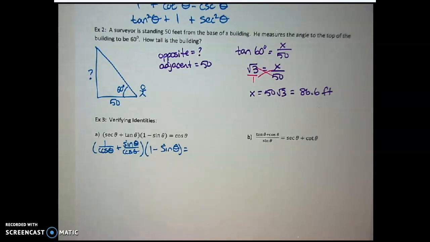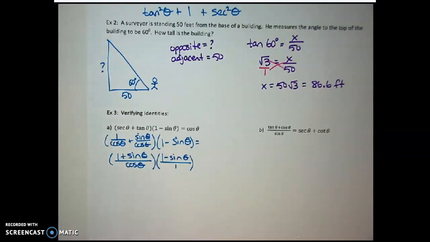So you typically are going to start on the more complicated side and try to simplify it. And oftentimes it's easiest if you put everything in terms of sine and cosine. So that's what I did in the first step. And now I see that in my first parentheses I have a common denominator. So I am going to take care of that and write it as one fraction. Now, the better your algebra is, sometimes the easier these problems are going to be, because much of what we're going to be doing in trig is algebraic in nature.